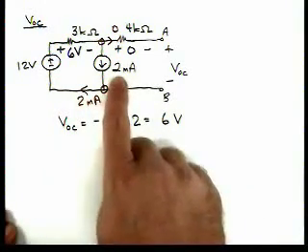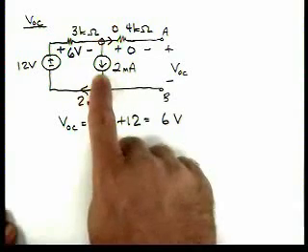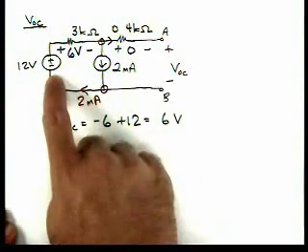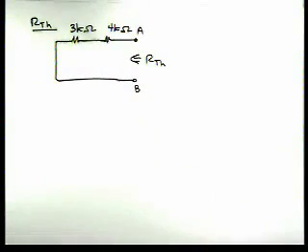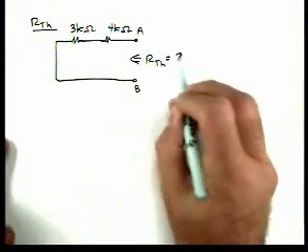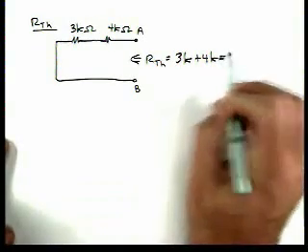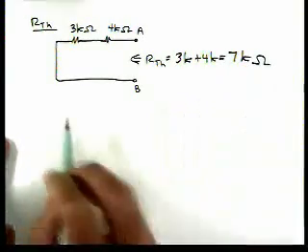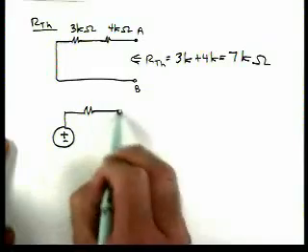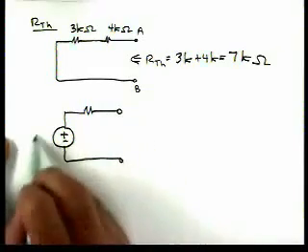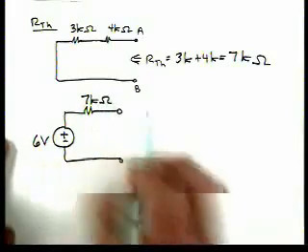If I turn a current source to 0, I replace it with an open circuit, and if I turn the voltage source to 0, I replace it with a short circuit. So my resulting circuit is this. Looking at the circuit here, our Thevenin resistance is 3K plus 4K, which is 7 kilo ohms. So our Thevenin equivalent circuit is a 6 volt source with a 7 kilo ohm resistance.